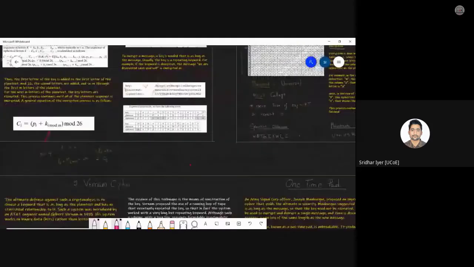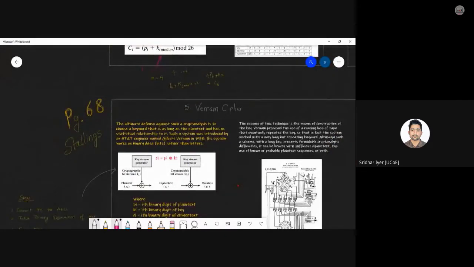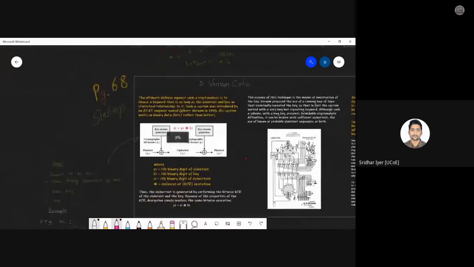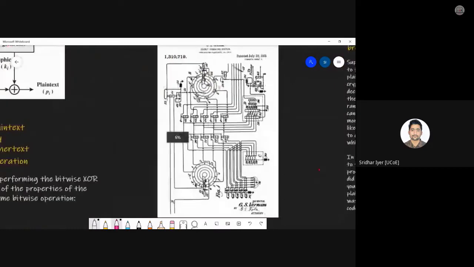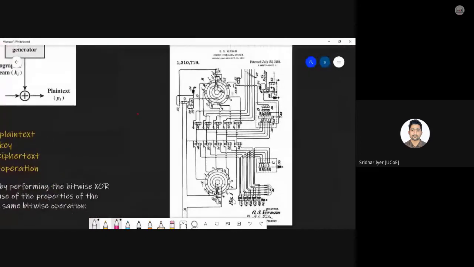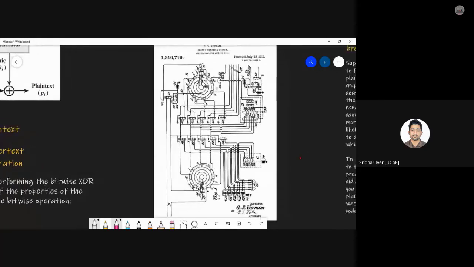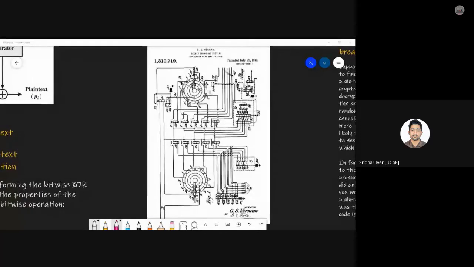I still have time, so I will just start with Vernam cipher. I don't think it will be completed, so let's start with it at least. Let's see how it is different from the existing ciphers. So a Vernam cipher, as you can see, this is the patent of that Vernam cipher, the actual patent which was submitted in 1919 by this researcher Gilbert Vernam. At that time software was not available, so they used to have a hardware implementation of that cipher. So you can see this diagram and just imagine how difficult it was.